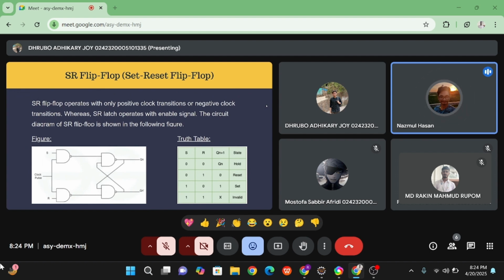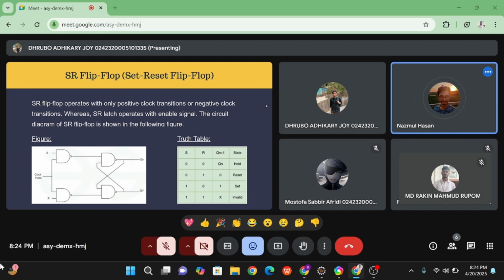Today I'll be talking about two basic types of flip-flop in digital electronics. These are the SR flip-flop and D flip-flop. So, flip-flops are memory elements that store one bit of data, either 0 or 1. And they are the building blocks of memory and sequential circuits.